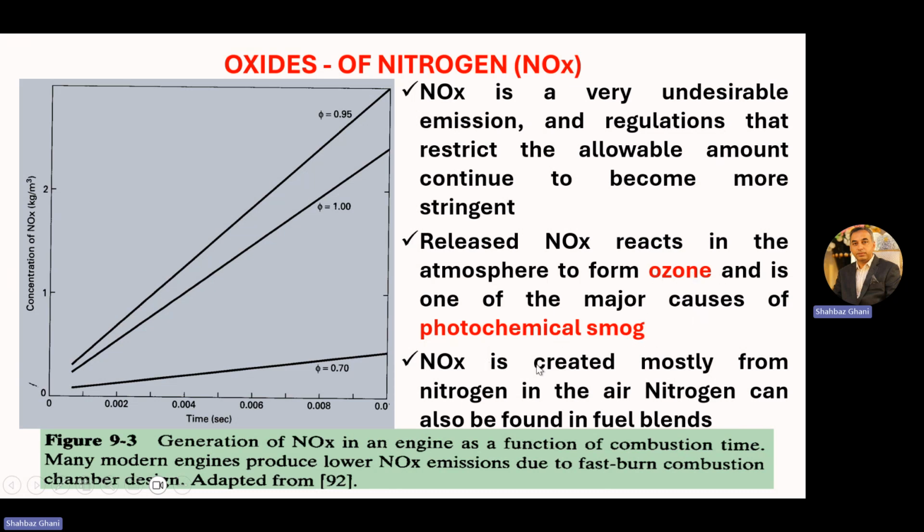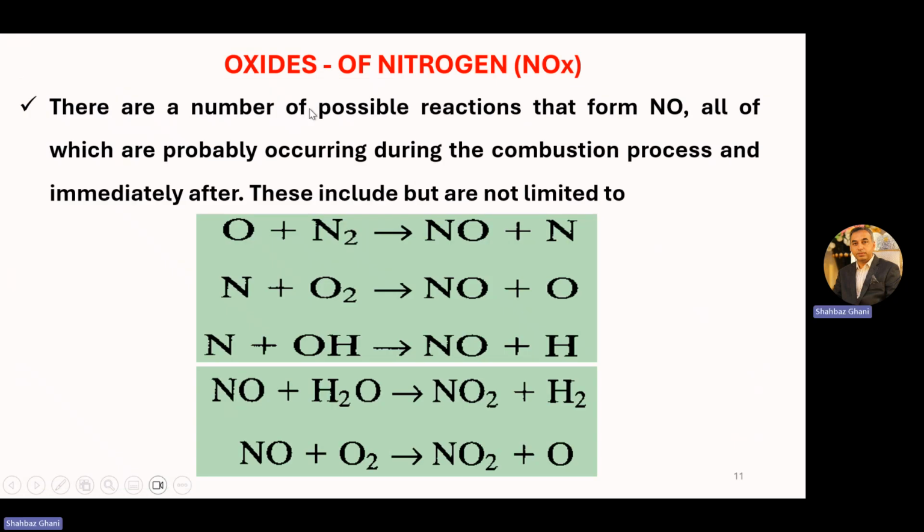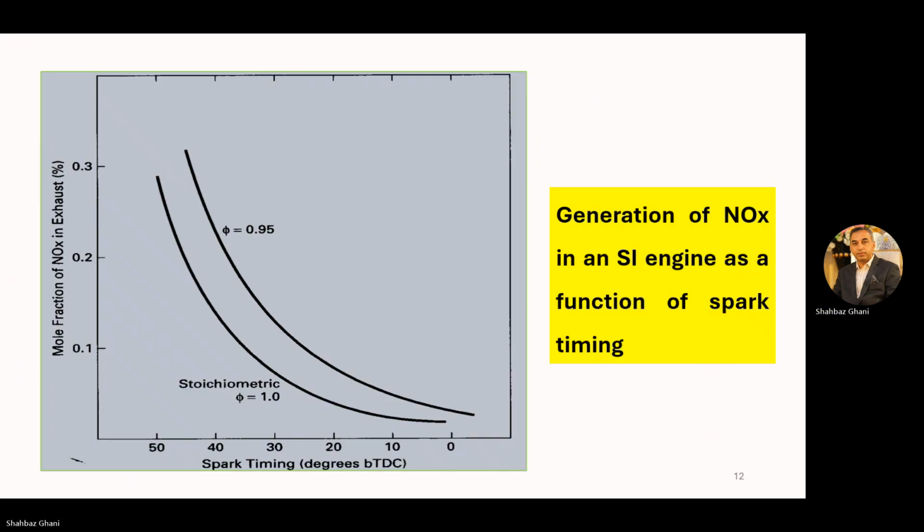NOx is created mostly from nitrogen in the air. Nitrogen can also be found in fuel blends. There are a number of possible reactions that form nitrogen oxides, all of which are probably occurring during the combustion process and immediately after. These include, but are not limited to, these. A variety of nitrogen and oxygen combinations gives different end products.